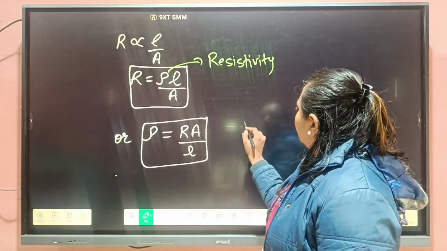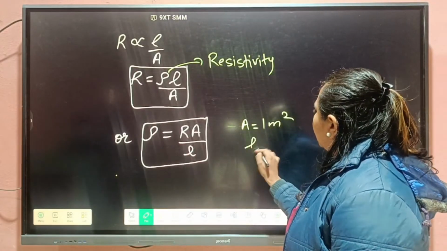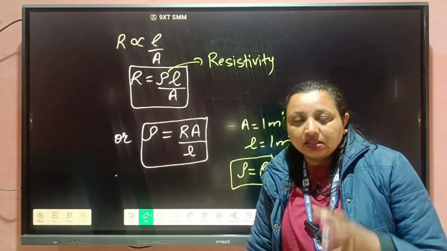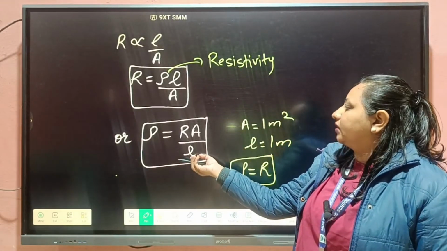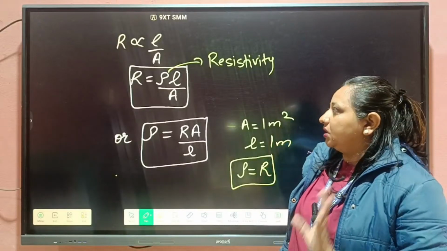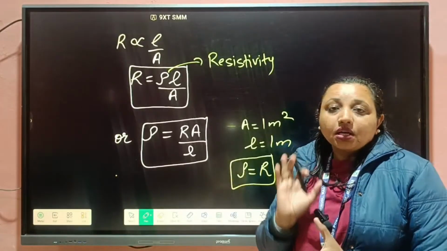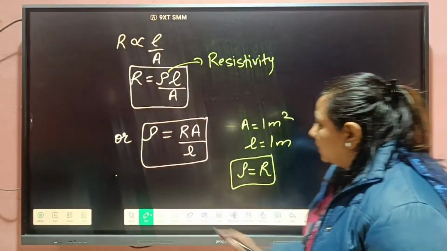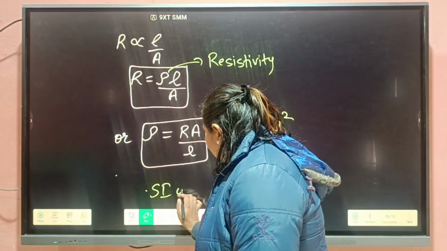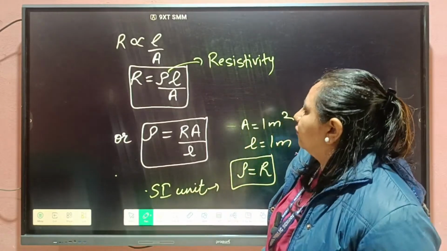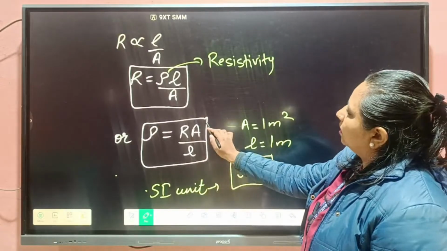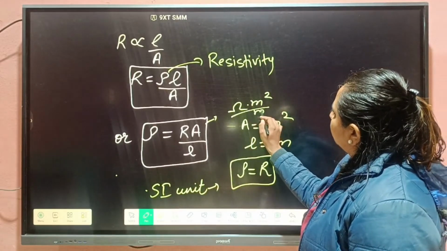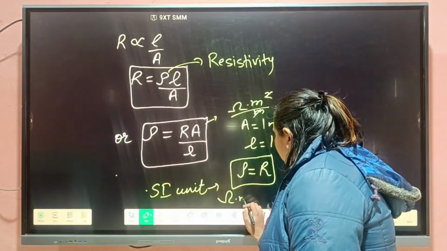If in this we put area is equals to 1 meter square and length is equals to 1 meter, then rho is equals to R. तो specific resistivity क्या है? Specific resistance है when the length of the conductor is 1 meter and the area of cross section is 1 meter square. यानी कि resistivity को हम specific resistance ही कह सकते हैं जब length 1 meter होगी and its area of cross section is 1 meter square. This is resistivity. It is a scalar quantity, and if we talk about its SI unit, then if we put in the formula, SI unit of resistance is ohm, area is meter square, and length is meter. Meter is cancelled out with meter, so its SI unit is ohm meter, right?